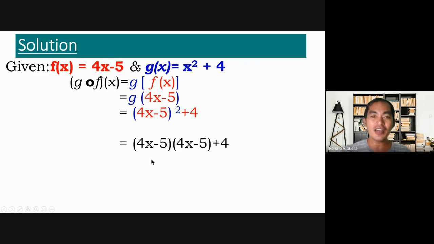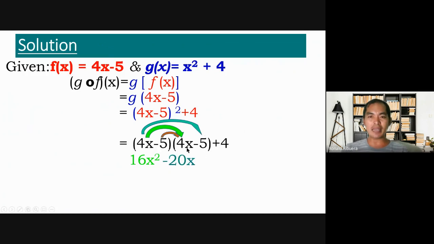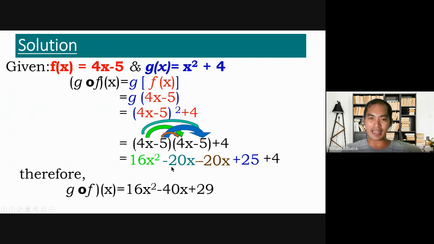Or, you can apply distributive property. 4x times 4x, 16x squared. 4x times negative 5 is negative 20x. Negative 5 times 4x is negative 20x. Negative 5 times negative 5 is positive 25. Then bring down 4 and simplify.